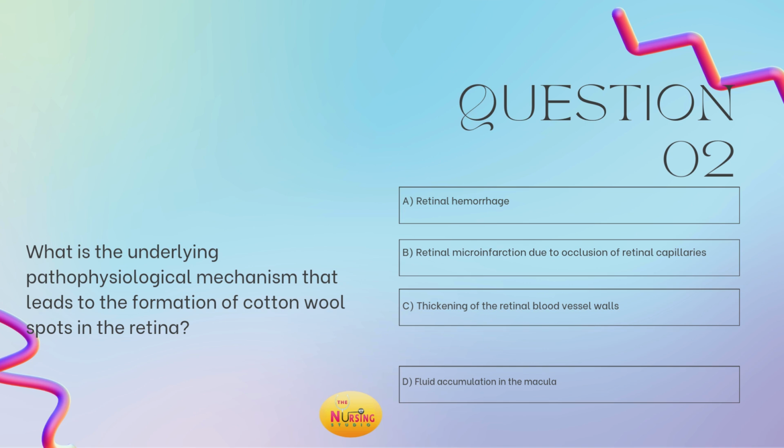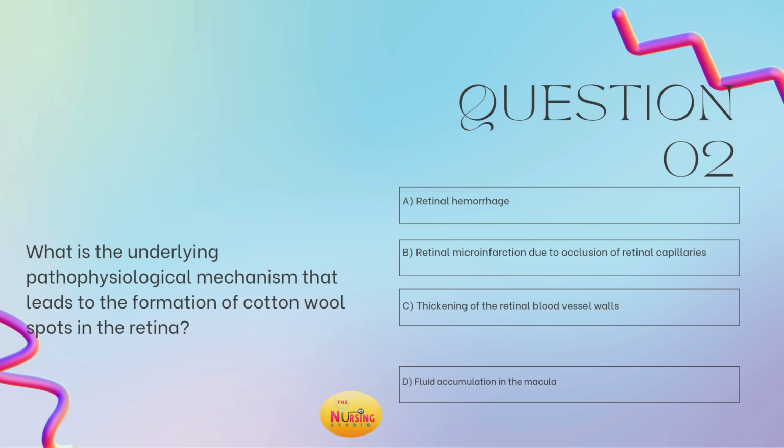All right. So here, same thing. The stem is the question, the question is the stem, right? So what is the underlying pathomechanism that leads to the formation of cotton wool spots in the retina? So what's the patho? What's causing these cotton wool spots, right? Is it A, a retinal hemorrhage? No. Is it B, a retinal microinfarction due to occlusion of retinal capillaries? Yes, that is your best answer.